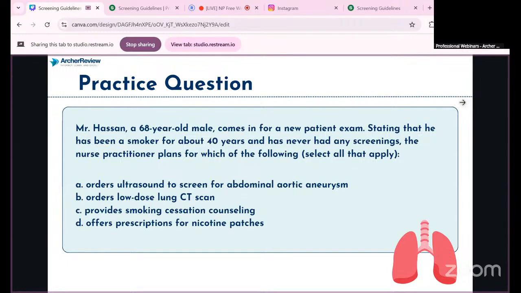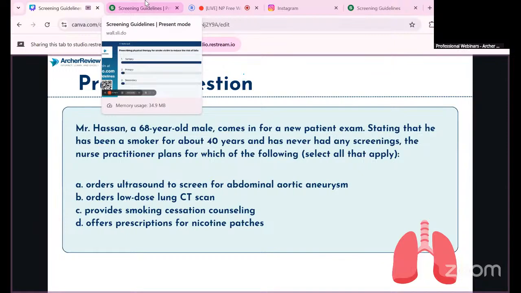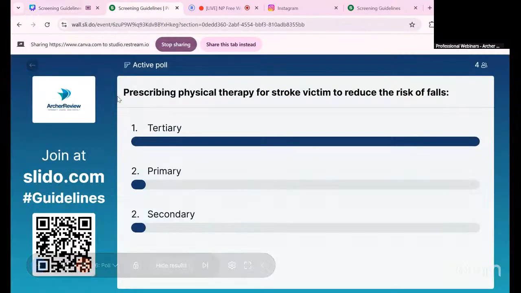And this is a select all that apply. ANCC does have select all that apply on their boards if you're going to be taking that coming up soon, or if you've taken it before. But select all that apply here. A, order an ultrasound to screen for abdominal aortic aneurysm; order a low-dose CT scan; provide smoking cessation counseling; or offer prescriptions for nicotine patches.